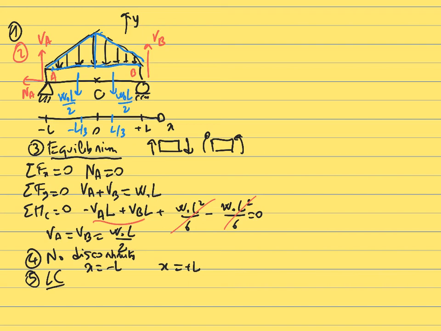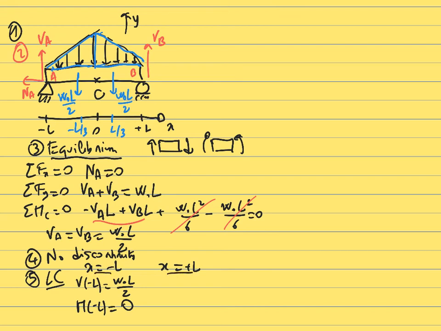So at x equal minus L, the internal shear is going to be equal to the external shear VA. In this case, VA is already expressed with the right sign convention. It's going up, so the internal shear at minus L is equal to VA, which is W naught L over 2. And then the moment at minus L is just equal to 0, because you have no external moment. You have only a pin at x equal minus L, but the pin doesn't prevent the beam from rotating around the point A, so there is no moment applied by the pin. So the internal moment would be 0.